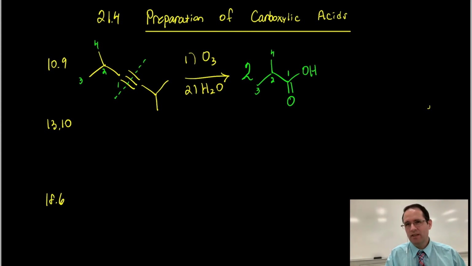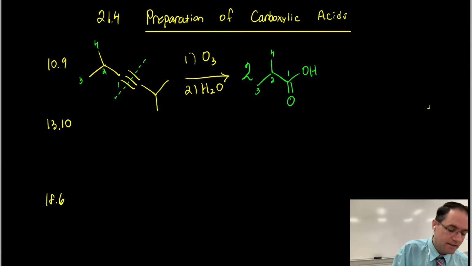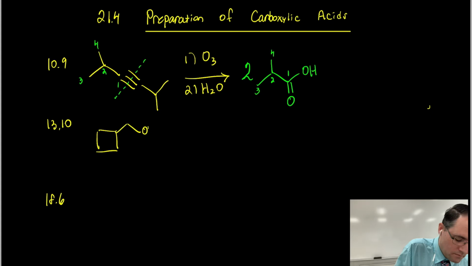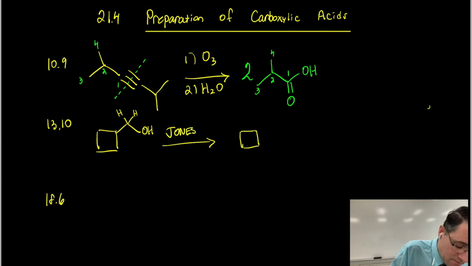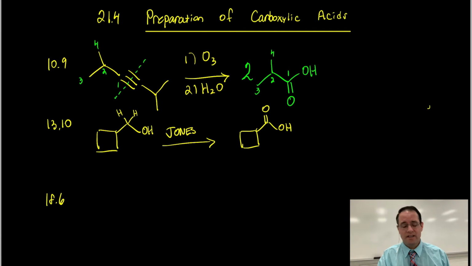In section 13.10, we learned about the Jones oxidation of primary alcohols. So remember, it's only primary alcohols that can be oxidized to produce carboxylic acids. So for example, if we have something like this, this is a primary alcohol because there's 2 hydrogens on this carbon atom here. And if we treat this with sodium dichromate, sulfuric acid, and H2O, which I just call the Jones reagent, okay, you will make a carboxylic acid with the same branching and pattern and same number of carbons, okay?